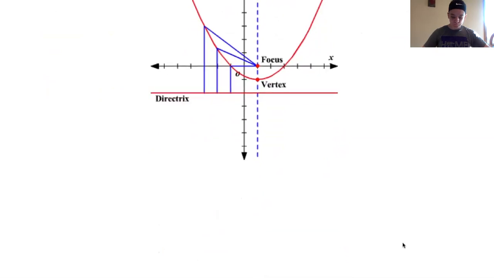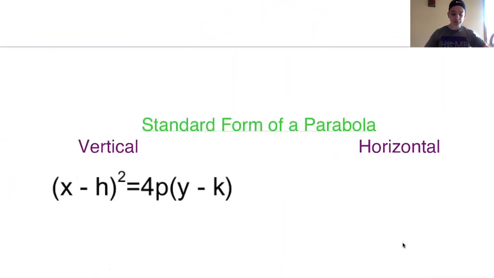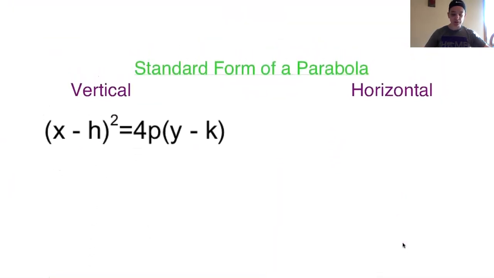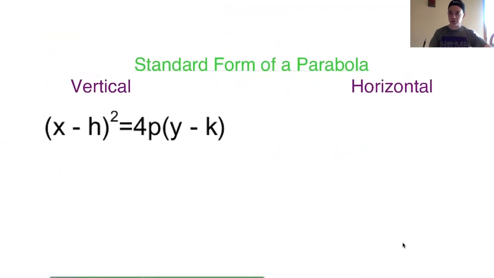So we are going to talk about two different kinds of parabolas. We're going to talk about vertical and horizontal parabolas. So horizontal parabolas, Ms. Cronky will talk about in our second video. Today we're going to focus on vertical parabolas.